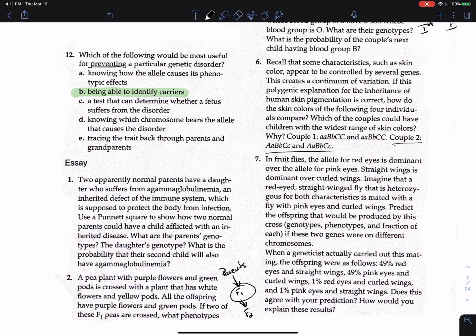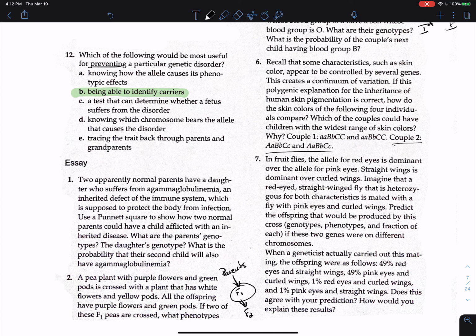In fruit flies, the allele for red eyes is dominant over the allele for pink eyes. Straight wings is dominant over curly wings. Imagine that a red-eyed, straight-winged fly that is heterozygous for both characteristics is mated with a fly with pink eyes and curly wings. Predict the offspring that would be predicted by this cross. So genotypes, phenotypes, fraction of each, and if these two genes were on different chromosomes. When a geneticist actually carried out this mating, the offspring were as follows: 49% red-eyed with straight wings, 49% pink-eyed and curly wings, 1% red eyes, curly wings, 1% pink eyes, straight wings. Does this agree with your prediction? How would you explain the results? Okay.